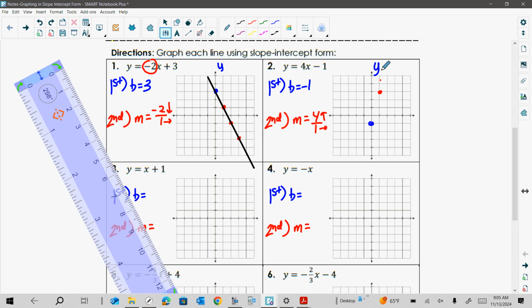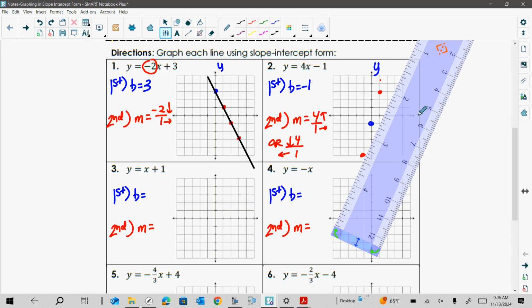Now, notice I can't repeat that because now I'm off the graph, right? What I could do is go back to my starting point, and this is what they're talking about, go in reverse order. So if I have up 4 and to the right 1, the reverse of that would be down 4, and then instead of to the right 1, I would do left 1. So you can start at the y-intercept, count down 4, and then to the left 1. And now we're still points on that line.